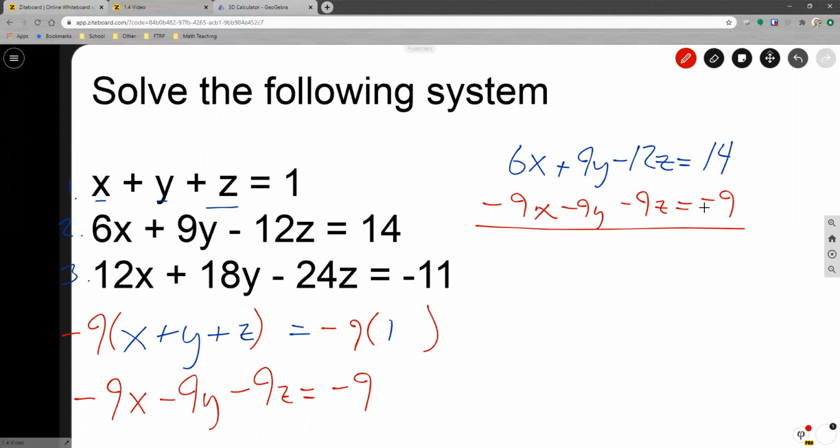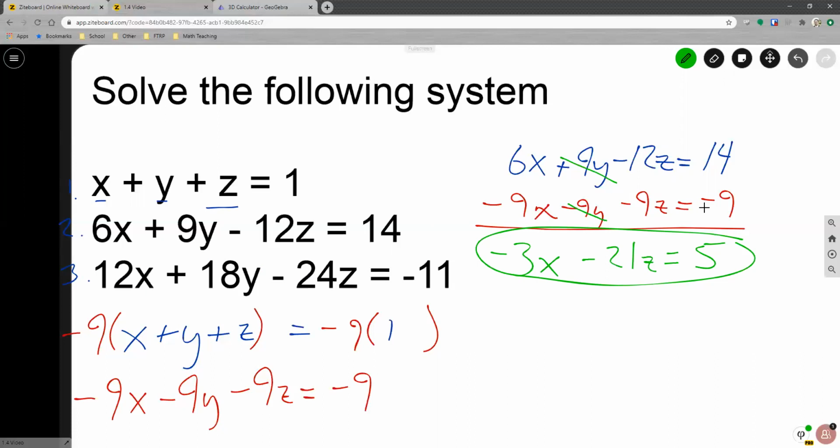6x plus negative 9x is going to give me negative 3x. Let me put this in a different color. Negative 3x. Positive 9y and negative 9y cancel. Negative 12z minus 9z is going to give me negative 21z. And then 14 minus 9 is going to give me 5. And again, I save that 2-variable equation for later. All right, so next thing.